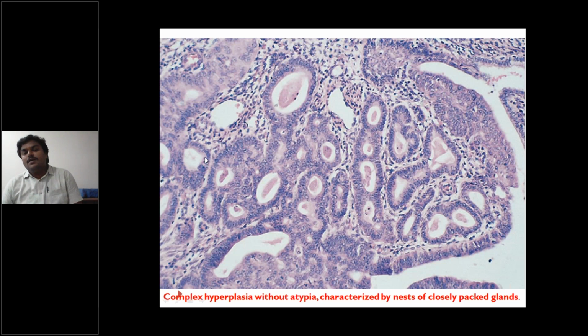This is how a complex hyperplasia without atypia looks. You can see nests of closely packed glands. The gland to stroma ratio is increased, and the glands are crowded. There is no stroma in between, and the glands are fused and form cribriform structures. This is a very important thing you should identify microscopically. As an MBBS student, you may not understand this, but as pathologists, we give a lot of importance to these things.